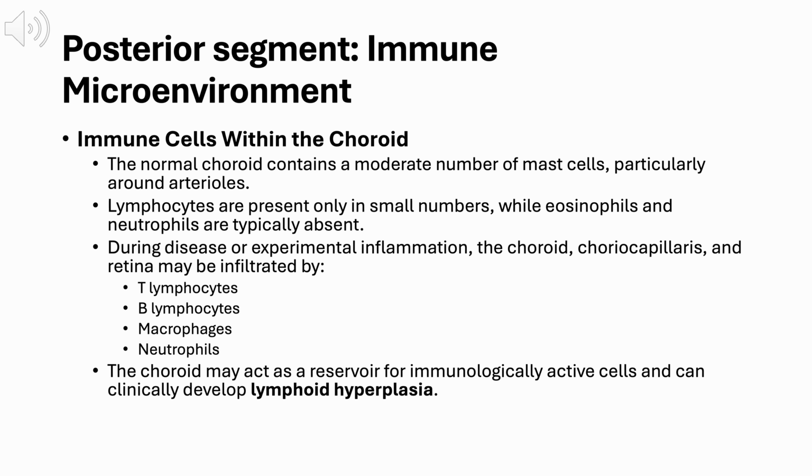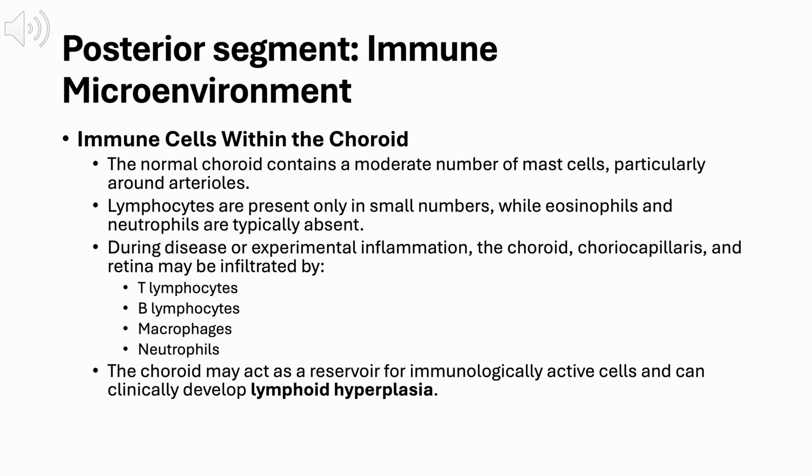Let's complete the choroidal census. The normal choroid contains a moderate number of mast cells, and they cluster particularly around the arterioles, a location that becomes important on the next slide. Lymphocytes are present only in small numbers, while eosinophils and neutrophils are typically absent under normal conditions, the same resting quiet we've seen in privileged compartments throughout the eye. But that baseline changes dramatically with disease.